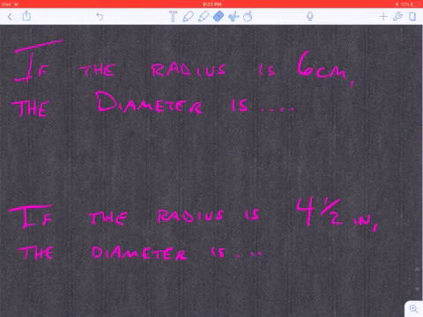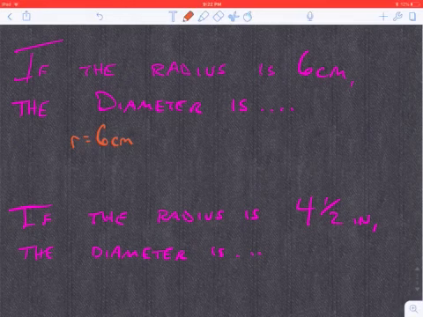I am going to set these all up with an equation just so we get used to seeing that, because those are going to pop up more and more in the future. And we'll solve these with an equation. Most of you will probably be able to look at this and know what they are right away. But if we know that the radius is equal to 6 centimeters, and we're trying to figure out what the diameter is.